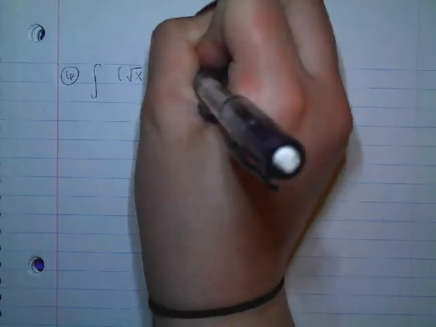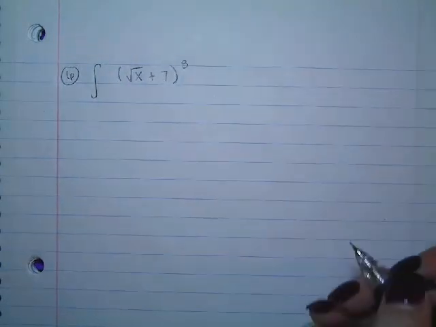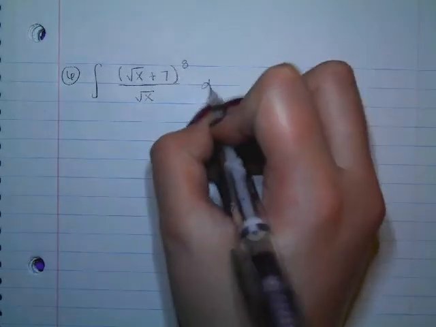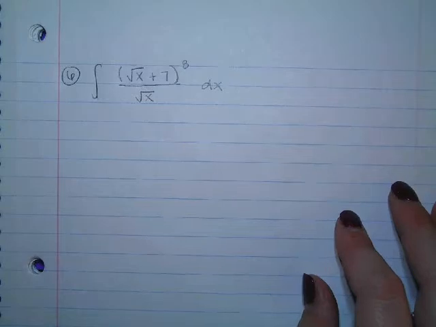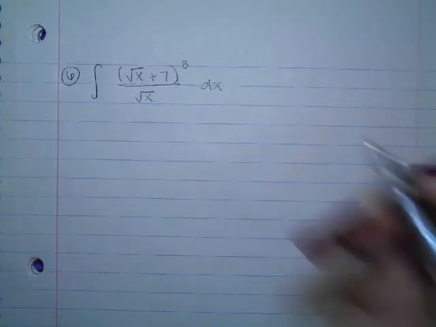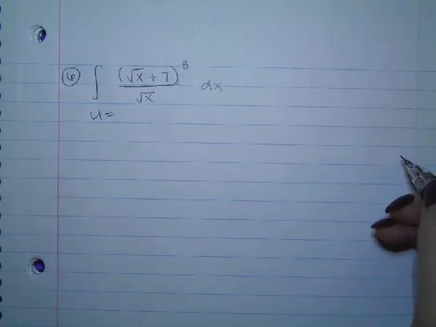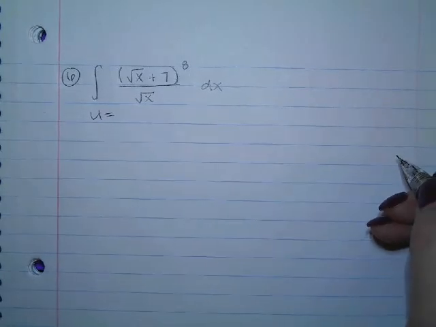So we have the integral of the square root of x plus 7 to the 8th power divided by square root of x, and then we've got the dx on the outside. So the u is going to represent the inside of the function. What looks like it's inside?